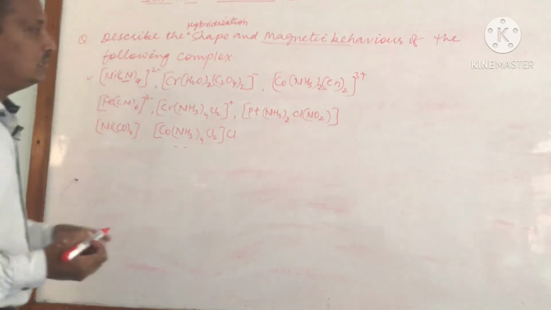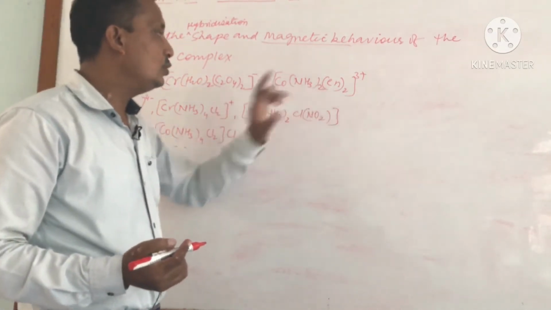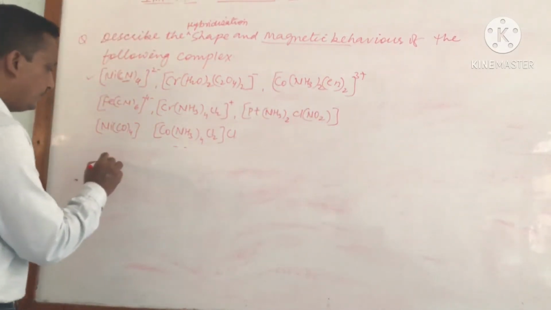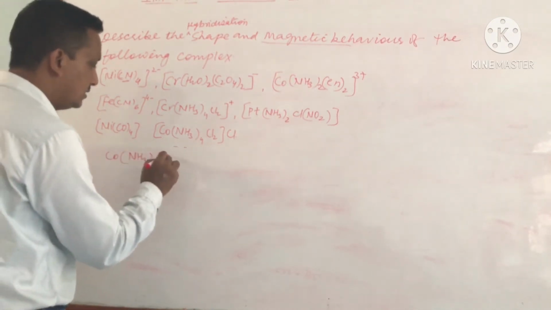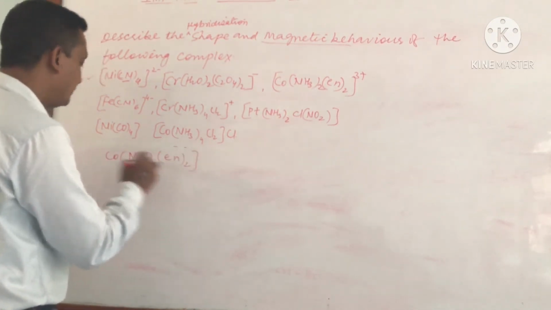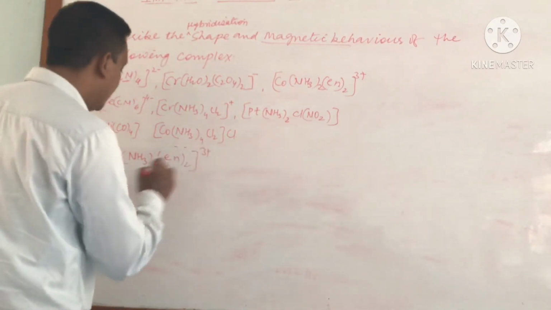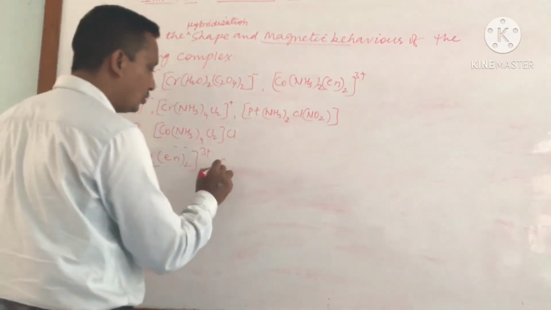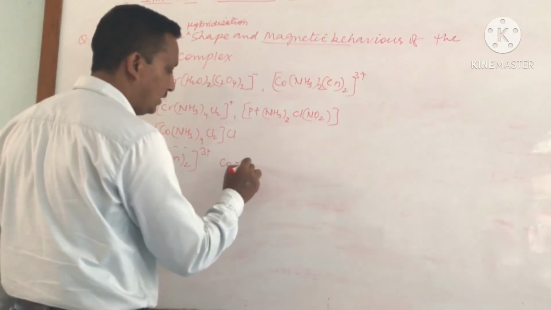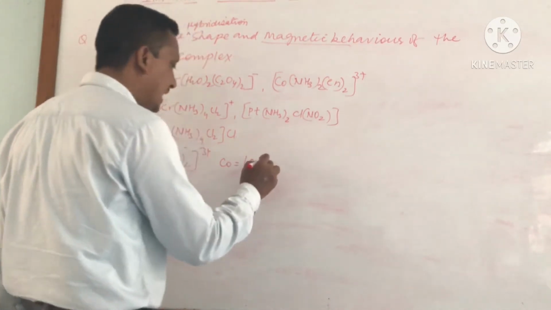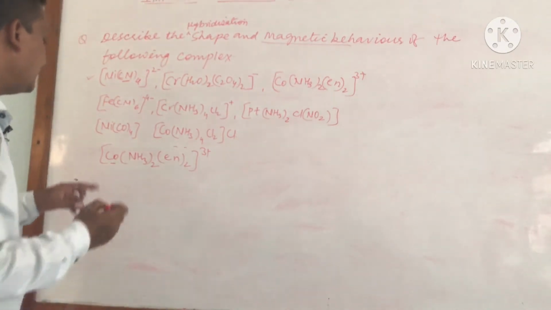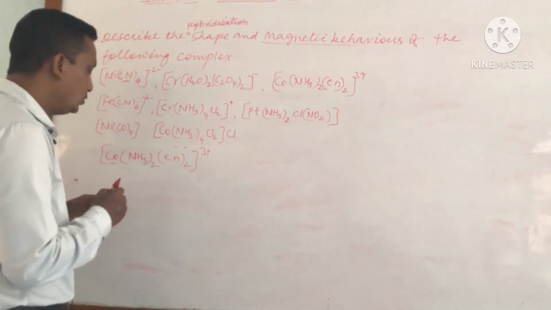Next molecule we are taking, [Co(NH3)2(en)2]3+. The same procedure we are to follow for this molecule. The central atom is cobalt, so cobalt is there, and the atomic electronic configuration of cobalt, okay. So we are taking the next complex [Co(NH3)2(en)2]3+.